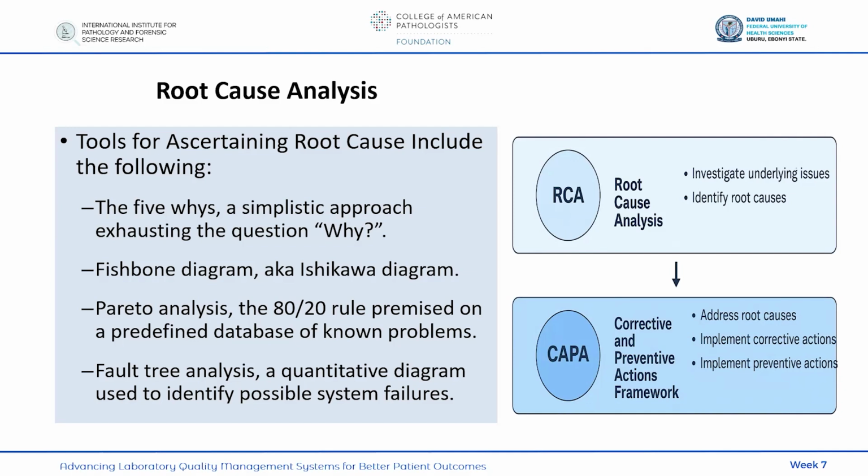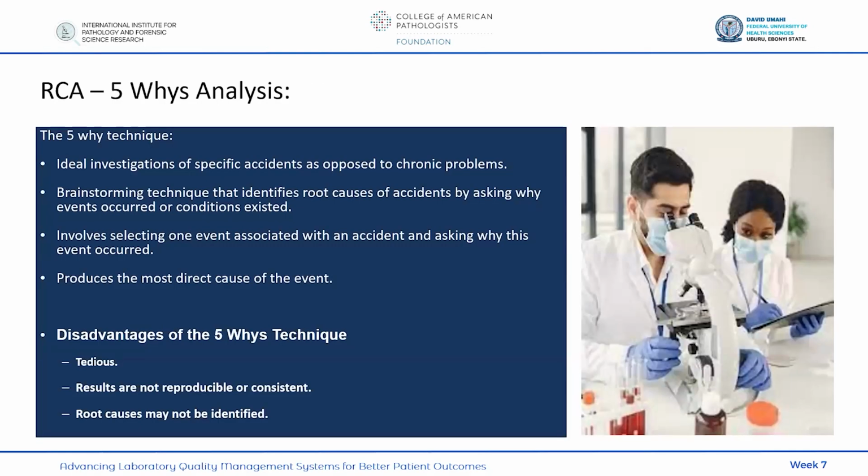That's what it believes. Okay, so we have another one called fault tree analysis, which is a quantitative diagram used to identify possible system failures. You first of all find the fault, and then you start using diagrams to put in the sub-causes. So these are just the possible ones, but there are some that are used widely. These are the 5 whys analysis, a technique used in brainstorming over an event or problem.